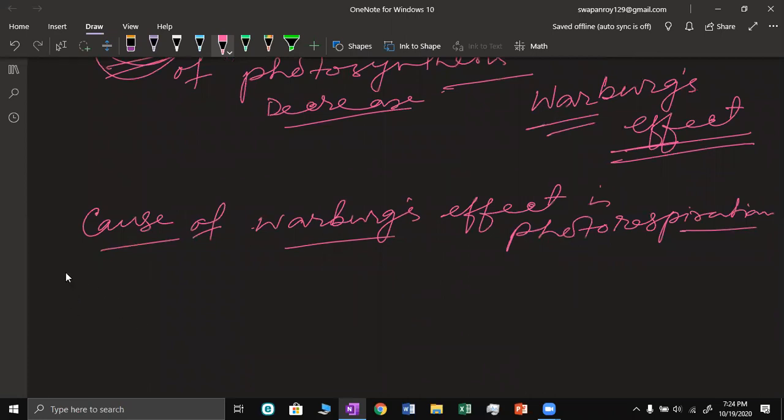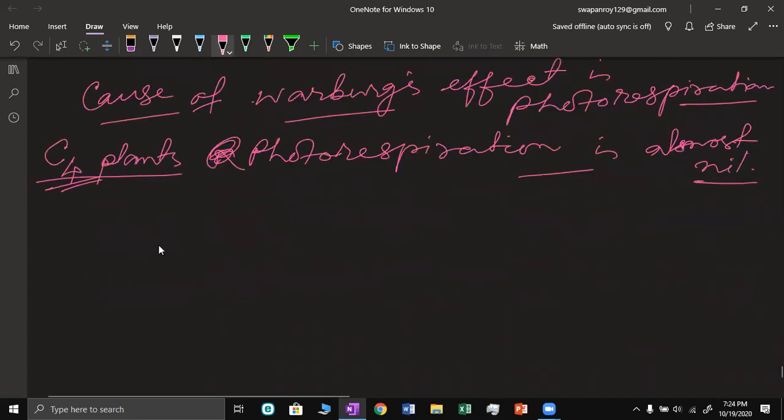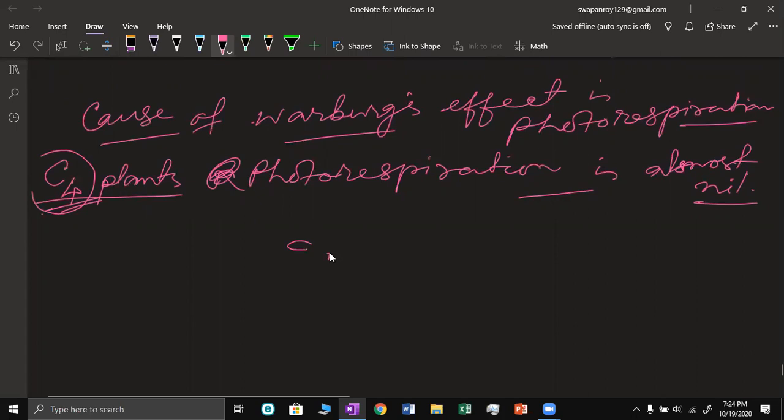Now, in C4 plants, photorespiration is almost nil. Okay? That is, there is no photorespiration in C4 plants. Photorespiration is only in C3 plants. Why is it not there? So, in C4 plants, what happened? The Calvin cycle.